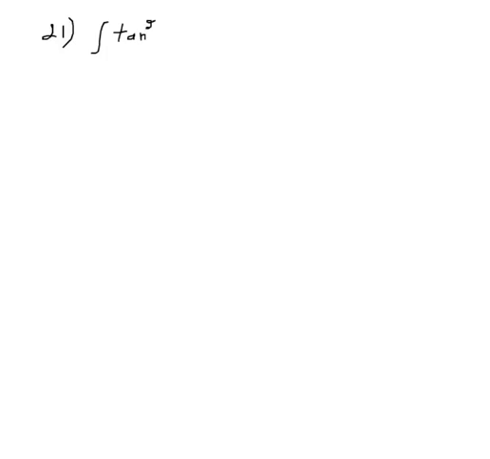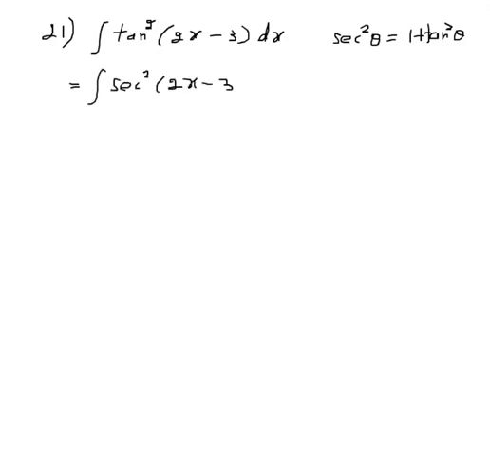Question 21. Integral of tan square 2x minus 3 dx. We have direct integration formula for secant square. We don't have for tan square. So let us use the identity secant square theta is equal to 1 plus tan square theta and change tan square to secant square. It becomes secant square 2x minus 3 minus 1 times dx.